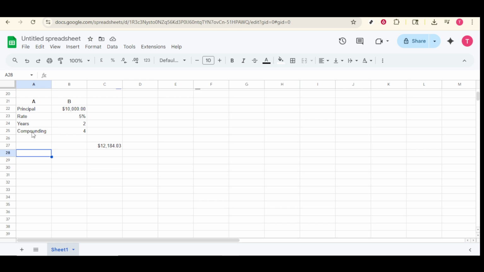Now, before we dive into using Google Sheets, let's break down the compound interest formula. The formula you'll be using is A = P × (1 + R/N)^(N×T).